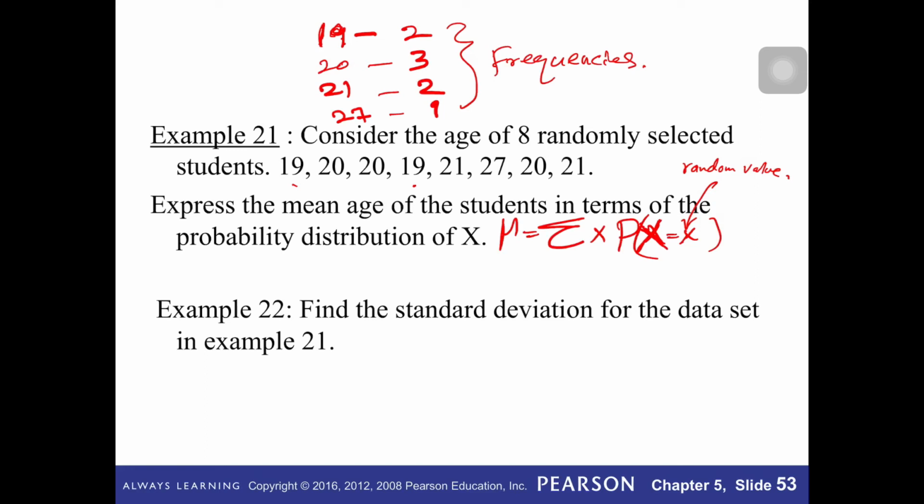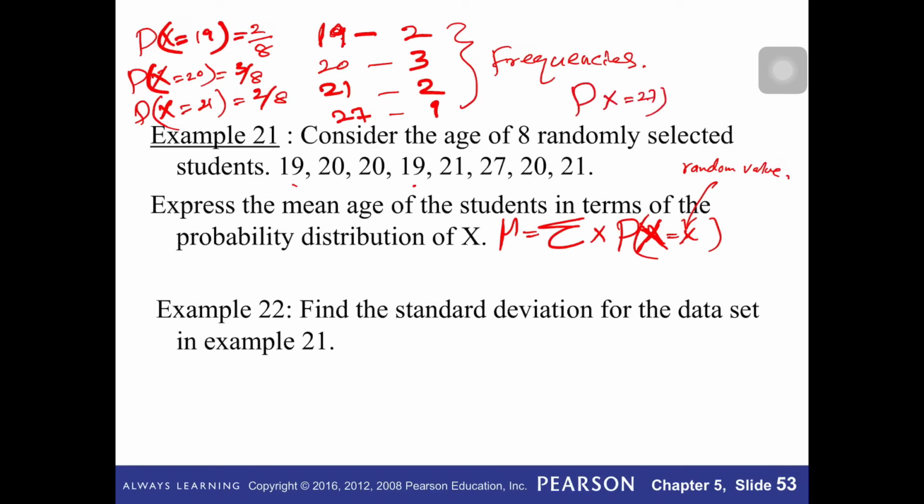Okay, so you can find the probability of capital X equal 19. It is 2 over, what is the total? It is 8. Probability of X equal 20 equals 3 over 8. Probability of X equal 21 is 2 over 8. Probability of X equal 27 equals 1 over 8. Those are the probability values.